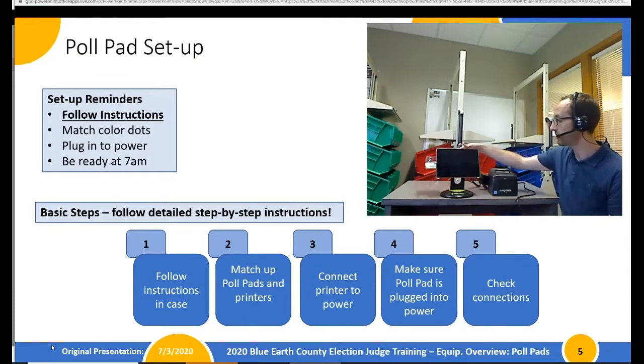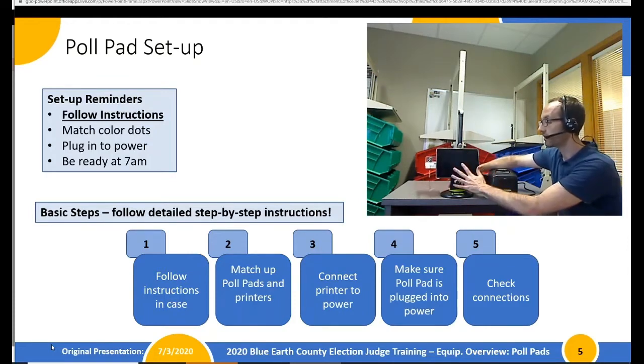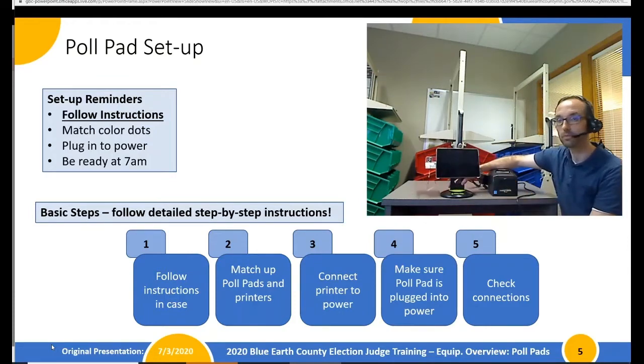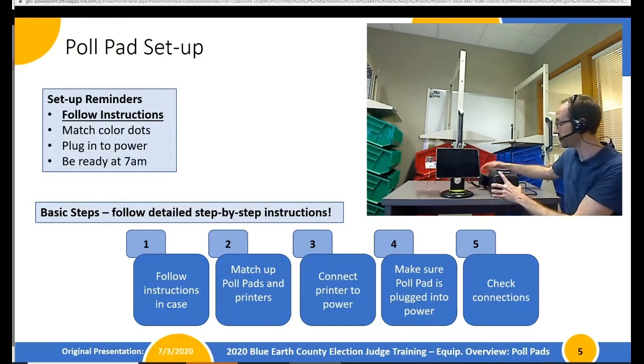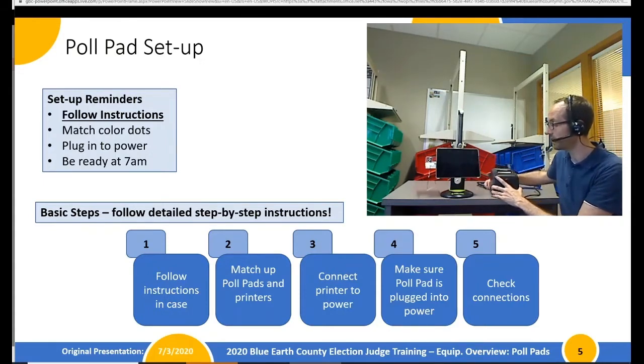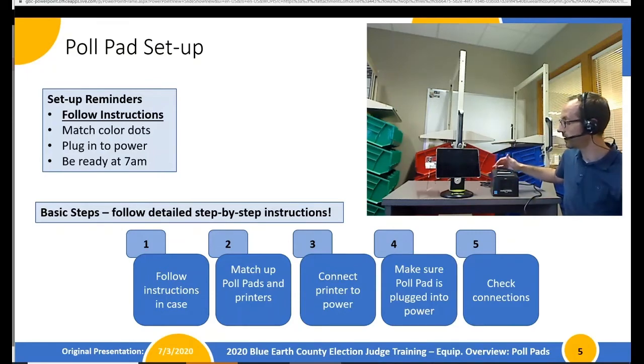So there you go. You've got the poll pad set up. We've got all of our dots lined up. We're going to keep power to the poll pad at all times. We've got our printer set up, we've plugged in our printer, and we've made sure our printer's on. And we're going to do one last check to make sure we have all the devices in the right place.